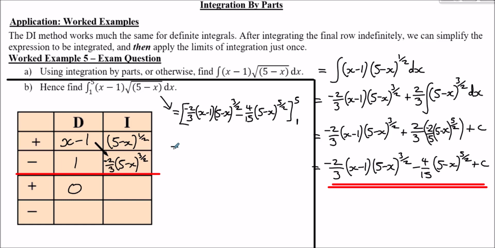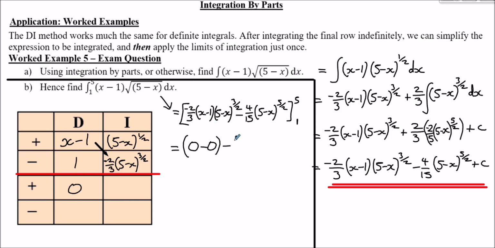So if we input the upper limit, what happens when x is 5? Well, minus 2/3 times the other bit times 5 minus 5, this is going to become 0. Because we've got 0 to this power, it's just going to be 0. Then we minus off 4/15 of 5 minus 5, so again, we're going to get 0. So inputting 5, the upper limit, is very nice. It's just going to be nothing.